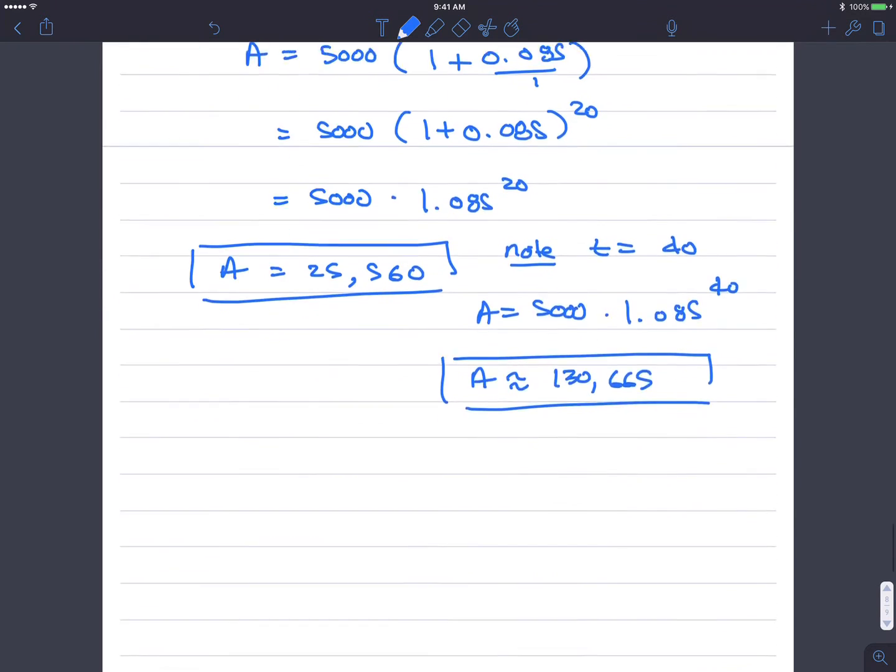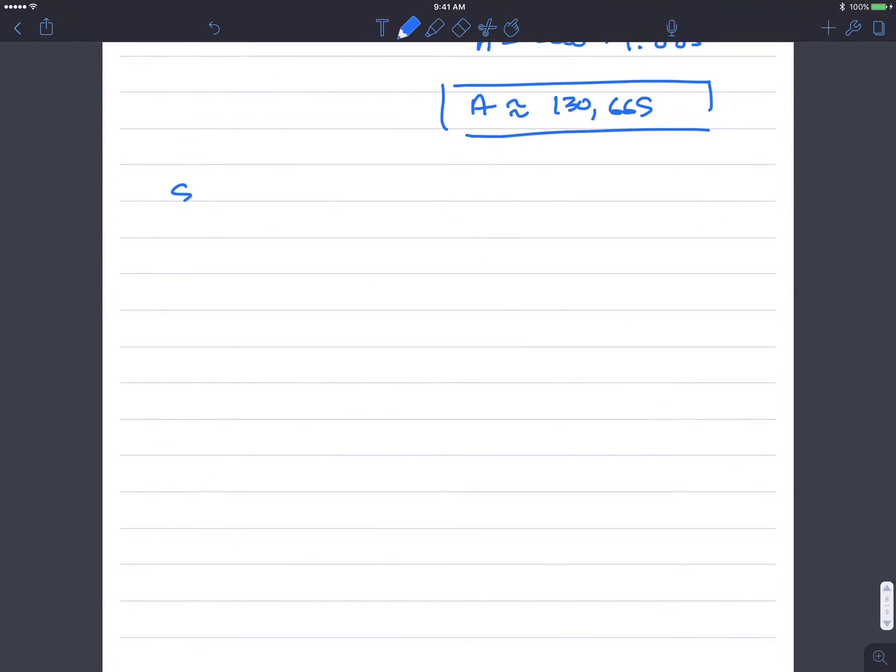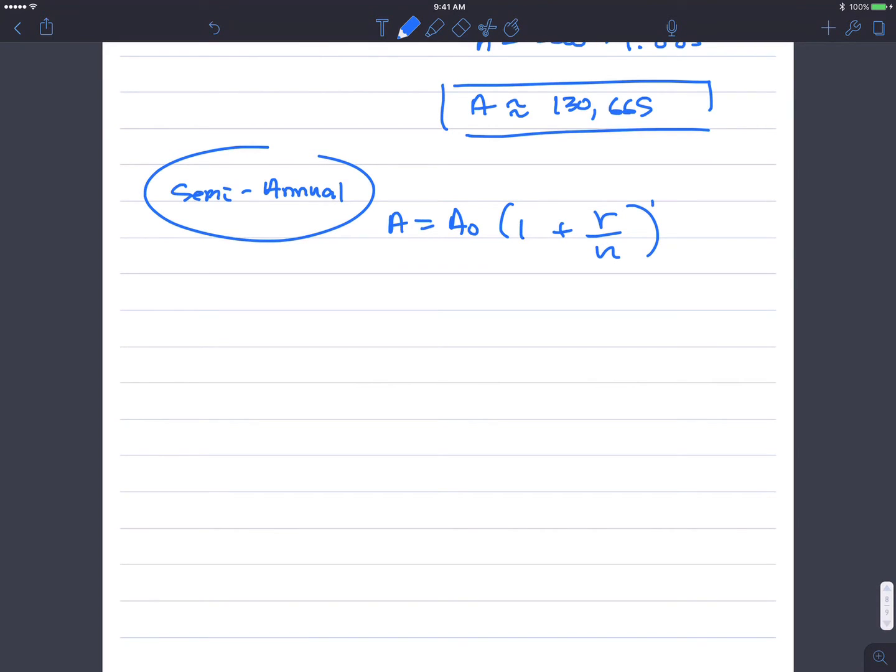Let's look at, not annual now, let's look at semi-annual, before I really make this point. Here's my point for semi-annual. I have the same model: 1 plus r over n raised to the nt power.